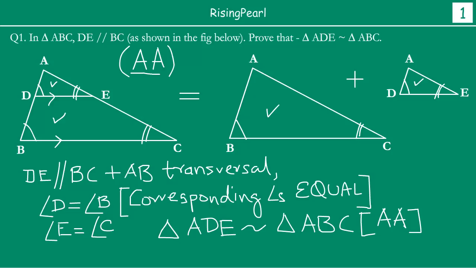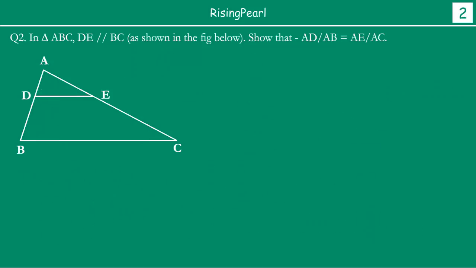Friends, let's take a look at our next question. Here in our next question we have triangle ABC, again DE parallel to BC. We have been given DE parallel to BC. We have to prove this ratio. Let's take a close look at the ratio. The ratio is telling us AD by AB is equal to AE by AC. If you recall friends, this is nothing but the equiangular ratio. So let's take a look.